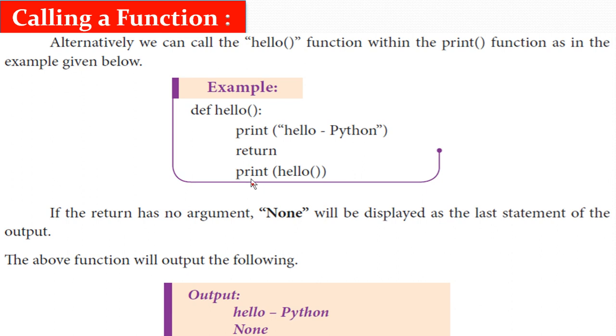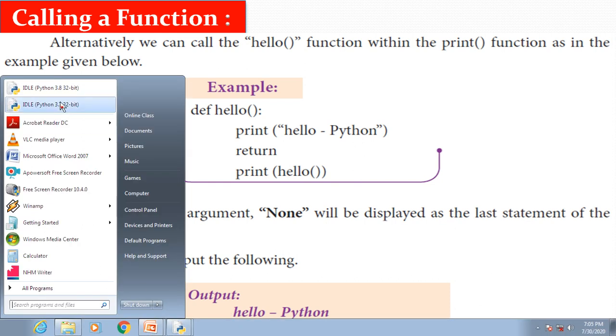The calling section contains the hello keyword here. When it calls here, the control transfers to this hello, prints hello Python, and returns to this segment. Here it returns nothing, so None will be displayed as the last statement of the output. If the return has no argument, None will be displayed as the last statement of the output. The above function will output the following: hello Python and None. We are going to see this by using the IDE window.